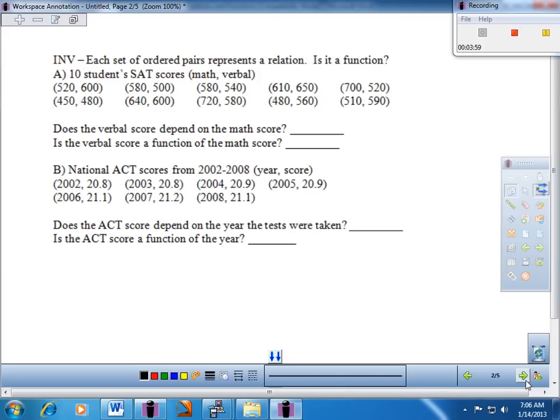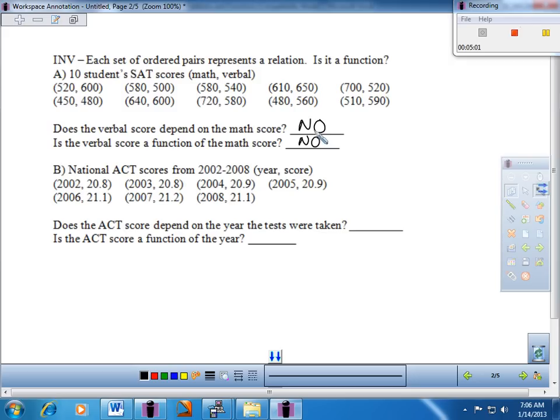Let's start here. Letter A says 10 students' SAT scores, math and verbal. So that's what I have, a relationship of two variable quantities. You've got the math score coming first and the verbal score coming second. Now the question I would ask from a conceptual standpoint is, does the verbal score depend on the math score? I'm hoping you would agree with me that the answer is definitely no. So does the verbal score depend on the math score? No. Is the verbal score a function of the math score? Then no.